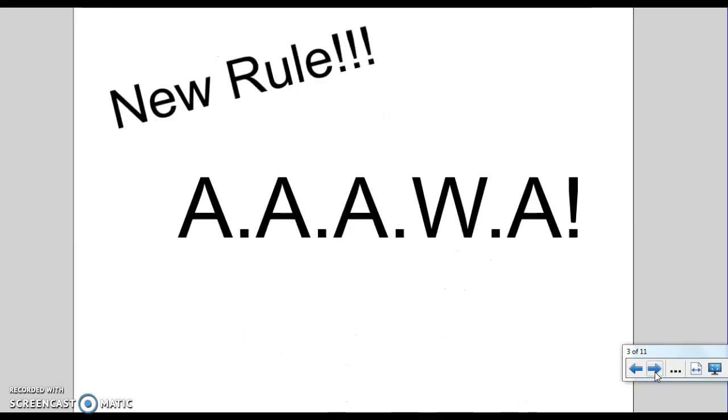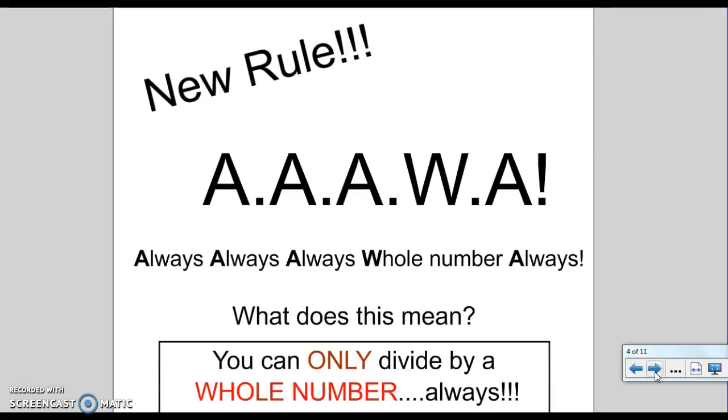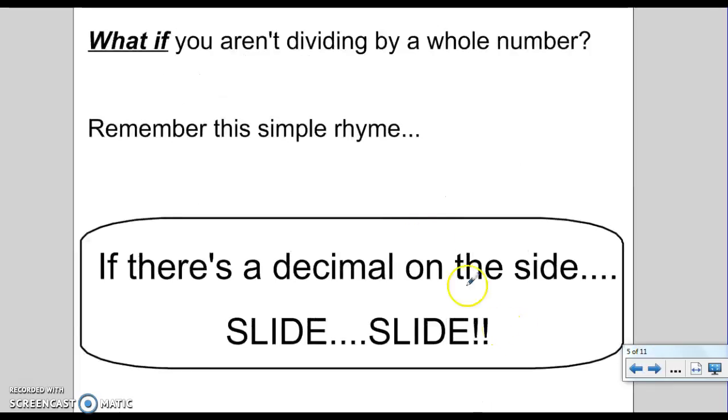But there's a new rule, something we haven't talked about yet, and it's AAAWA. This stands for always, always, always whole number, always. What does this really mean? You can only divide by a whole number. You cannot divide by a decimal. Well, what if you aren't dividing by a whole number? Just remember this simple rhyme.